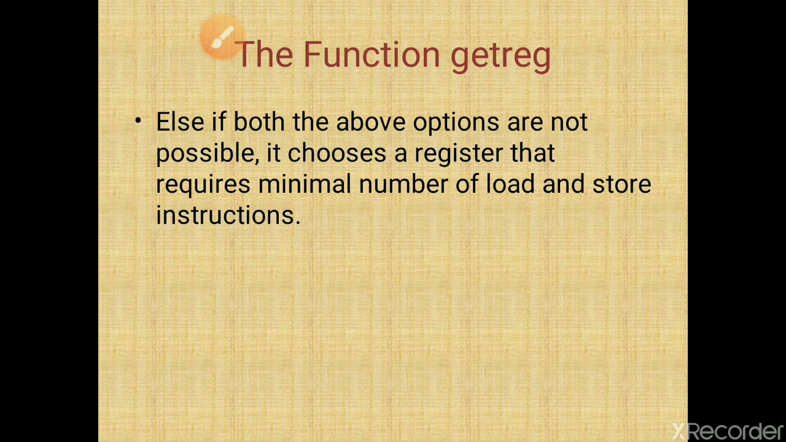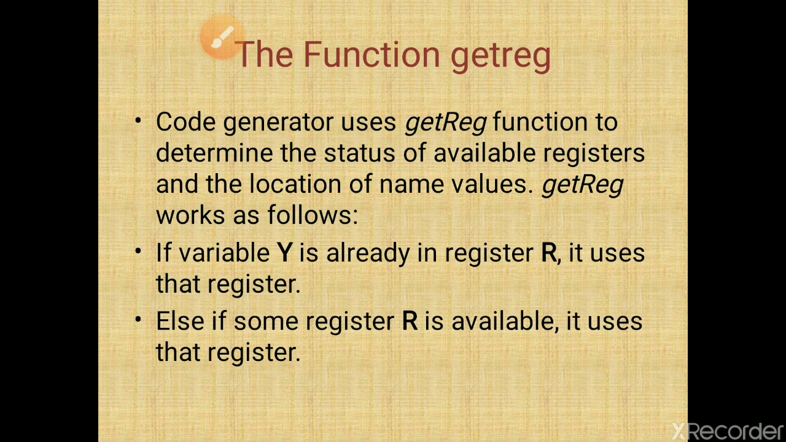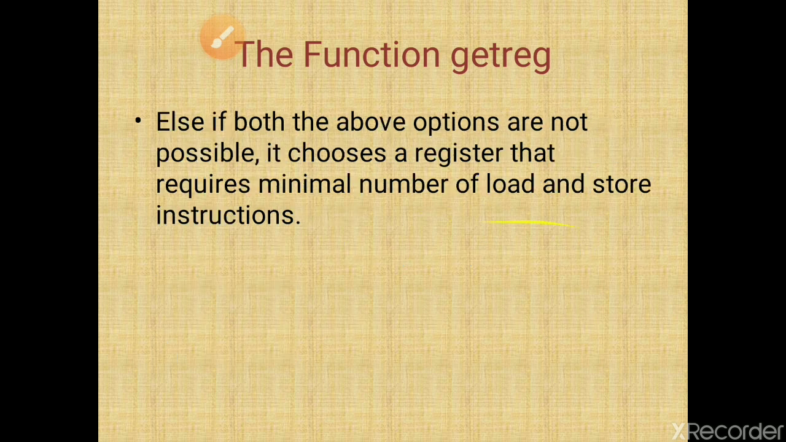Else, if both the above options are not possible, it chooses a register that requires the minimal number of load and store instructions. If y is not present in the register R and there is no unoccupied register R, then I have to choose a register that requires the minimal number of load and store instructions. That is about the functions of the getReg function. So the getReg function is used in the final code generation phase, and it will help us to determine the status of available registers as well as the location of name values.